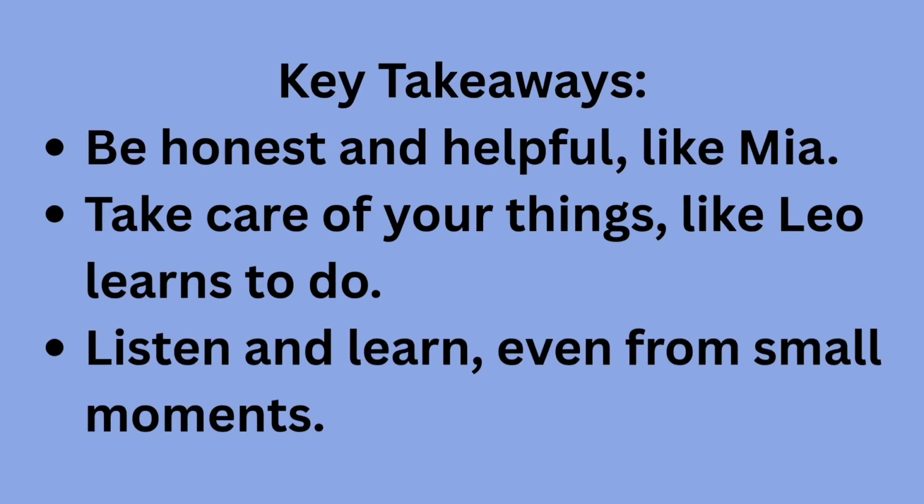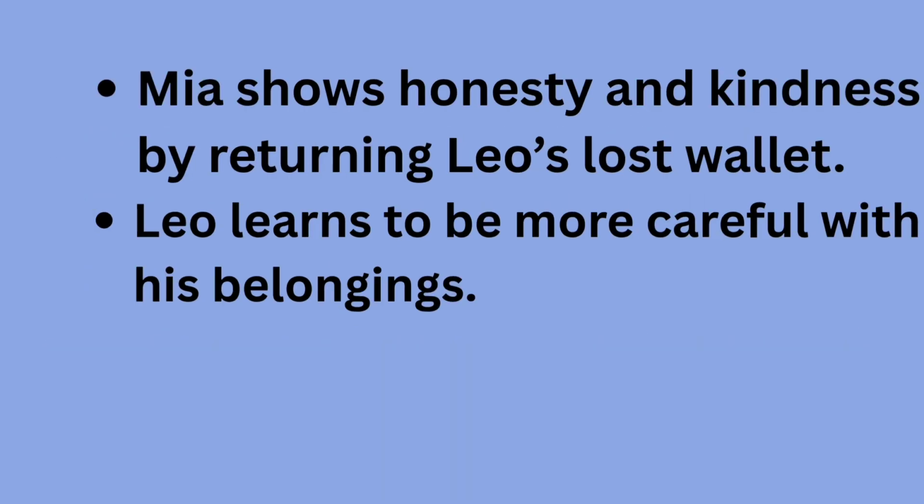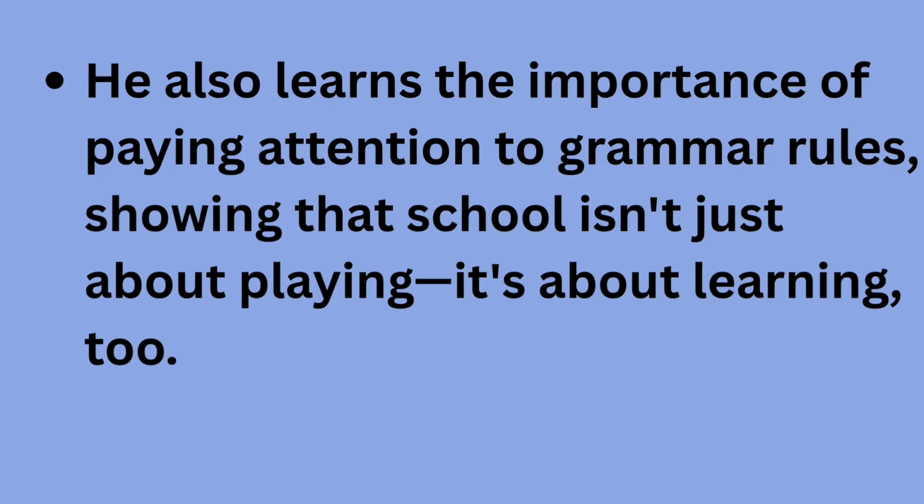Our key takeaways are some lessons to remember from the story. 1. Be honest and helpful, like Mia. 2. Take care of your things, like Leo learns to do. 3. Listen and learn, even from small moments. 4. Mia shows honesty and kindness by returning Leo's wallet. 5. Leo learns to be more careful with his belongings. 6. He also learns the importance of paying attention to grammar rules, showing that school isn't just about playing, it's about learning too. I hope you learned something today from the story and the grammar lesson.